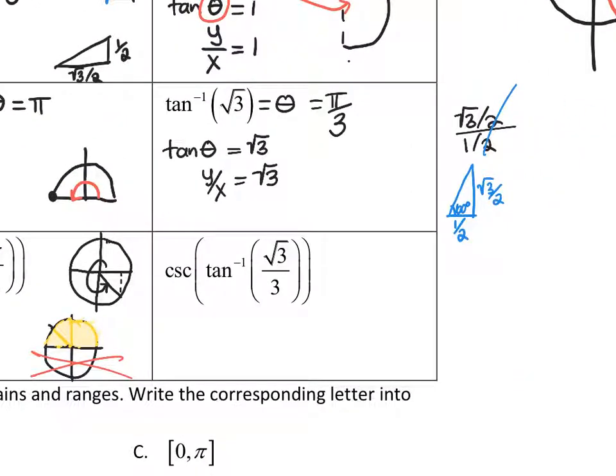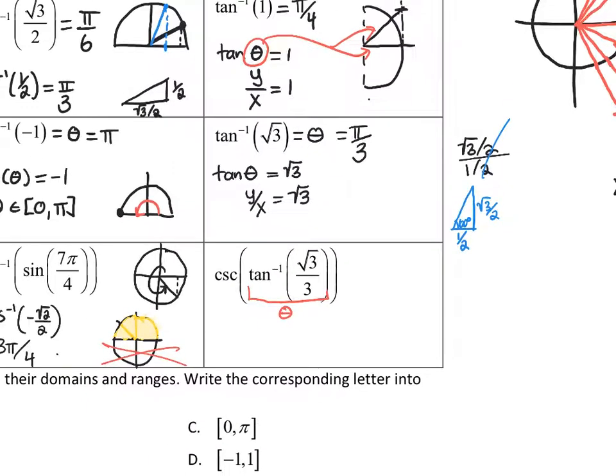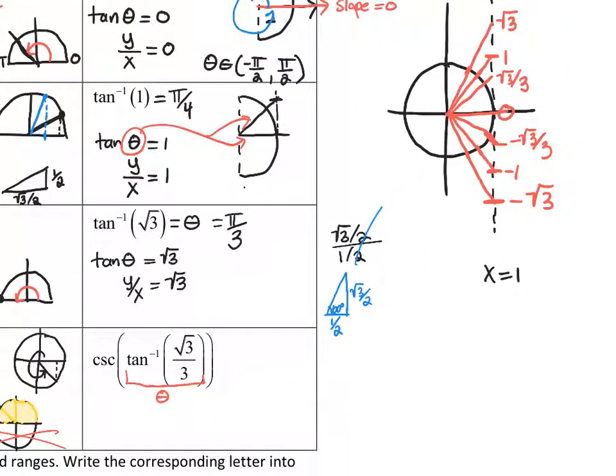Okay, the last problem is asking for the cosecant of the inverse tangent of root 3 over 3. Starting on the inside, this is telling me an angle theta. I'm going to refer over to my handy diagram here, and I'm going to say, where is the tangent root 3 over 3? Well, right here, and I have to know that that angle is 30 degrees or pi over 6. So now I'm asking for the cosecant of the angle pi over 6.